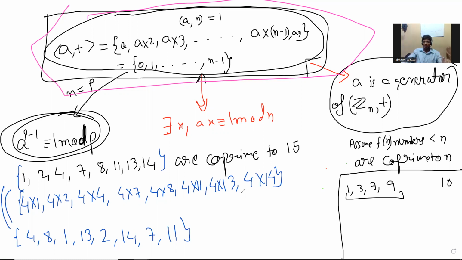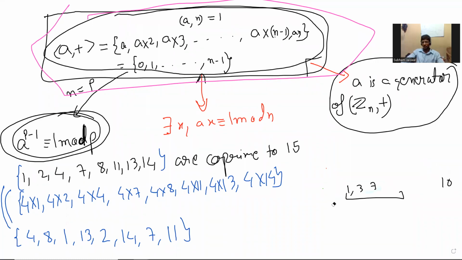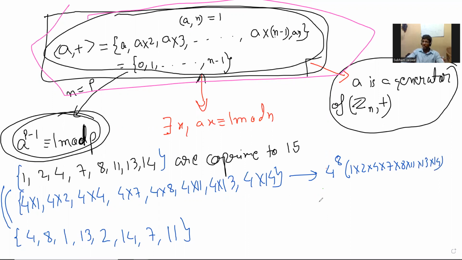I mean, now it's clear, right? That you know what you should do, you just multiply them, right? So we can multiply the elements in this set, and what do we get? We get 4 to the power, how many numbers are co-prime to 15? That is Fn, right? And here it is 8, times this product, 1, 2, 4, 8, 11, 13, 14. This is a strange product, but it is a product. And we know that this is the same thing as this product.